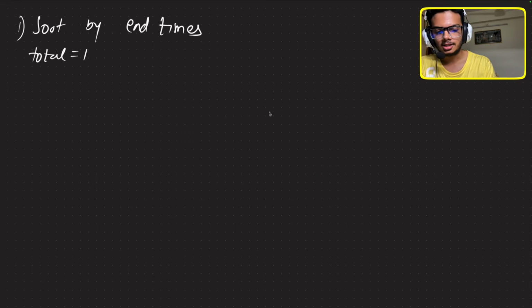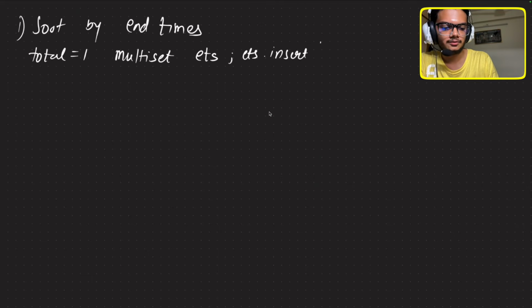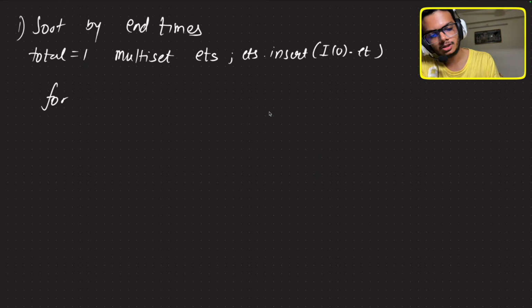Then we watch the first movie, which ends earliest, so we add it to our multiset. We will have a multiset of end times. Why a multiset? Because end times can be the same. In the multiset, first we add the first interval's end time. Let's just use one-based indexing, so interval 1's end time. Then we'll process all the remaining movies, from 2 till n.